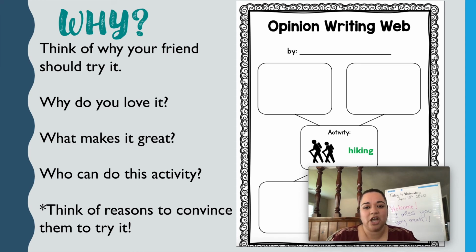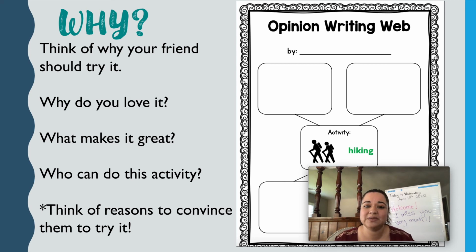So I want to stop and I want to think. So I'm thinking, why should my friend try this activity? Why do I love it? What makes it great? So I'm thinking, right? And you're going to want to think of at least 4 different reasons why that is such a great activity. Remember, these are the reasons that your friend will be reading in your letter. So you want to make sure they're good reasons. You want to make sure that when they read those reasons, they're like, oh, I really want to try this.